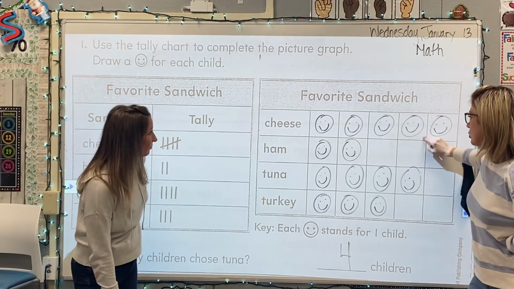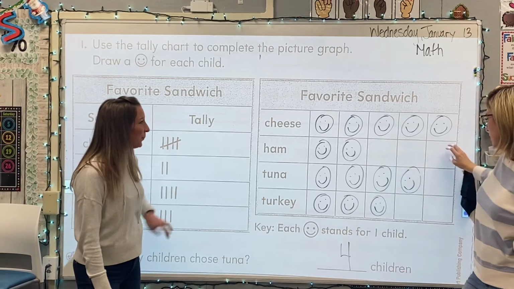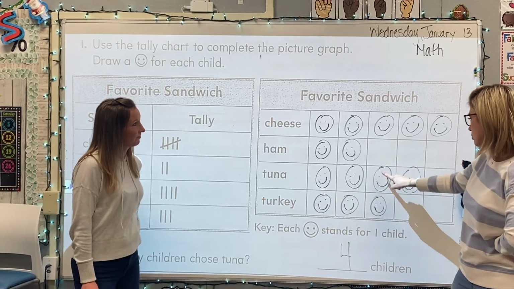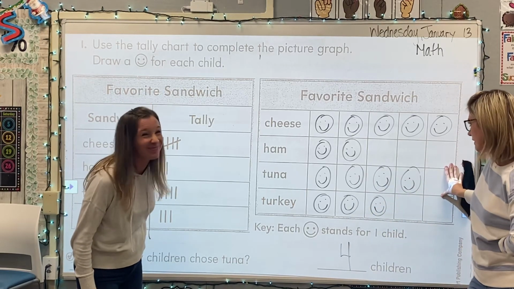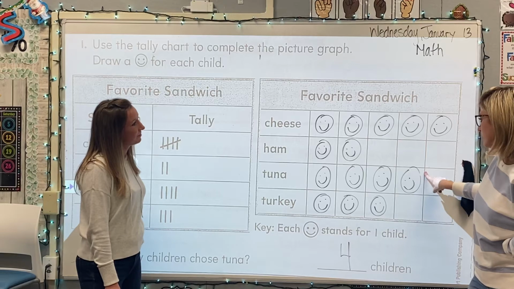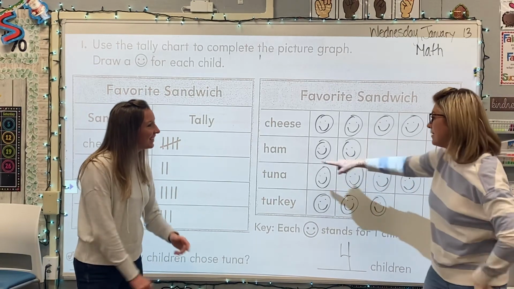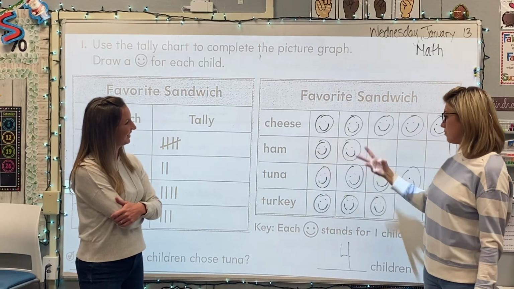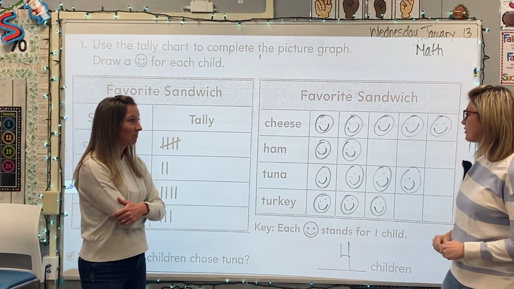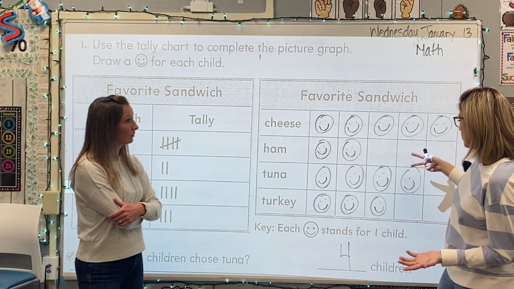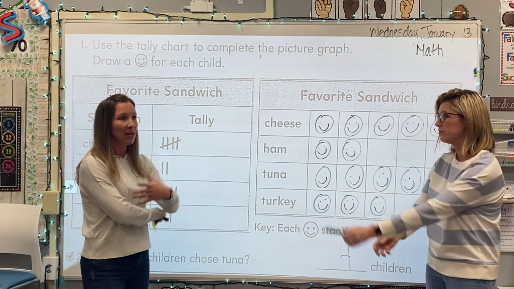If I choose cheese and ham, that's 5 plus 2 is 7. That won't work. If I choose tuna and turkey, that's 4 plus 3. That won't work either. You know what? Tuna has 4 and ham has 2. 4 plus 2 is 6. You got it. So that means ham and tuna together, 6 people chose that. Pretty tricky, wasn't it? I just had to figure out which 2 numbers equaled 6 when I added them together. Exactly.